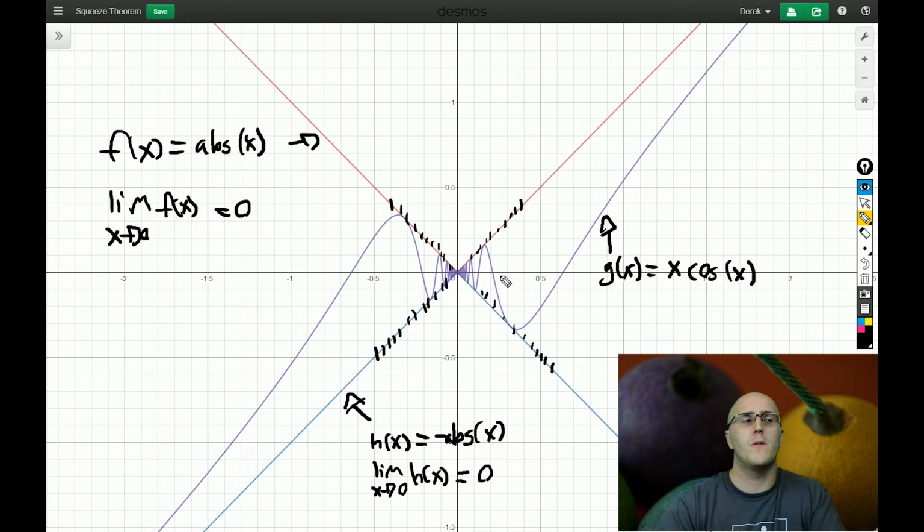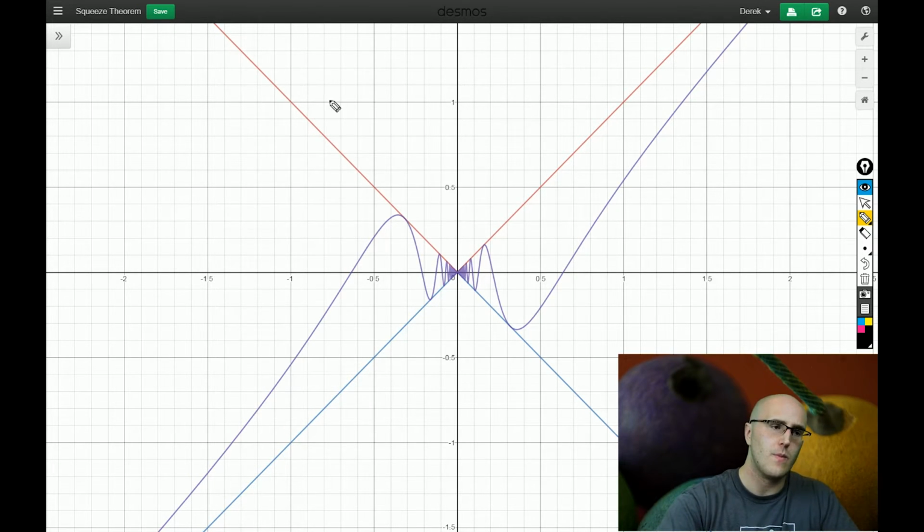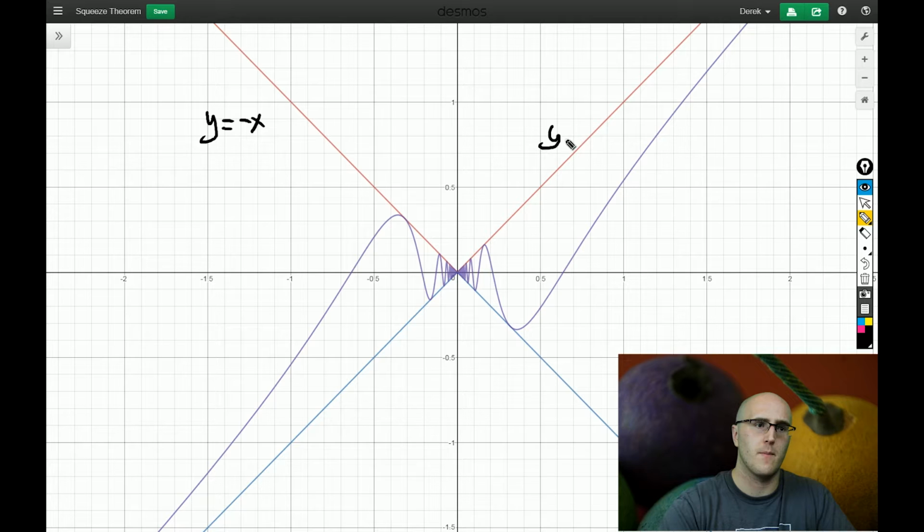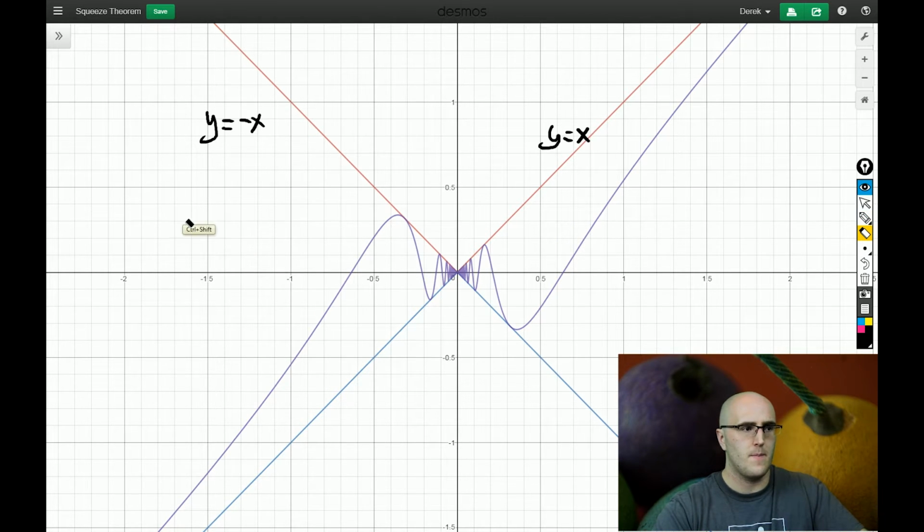So now we need to prove that f of x is always greater than or equal to g of x, which is always greater than or equal to h of x. So let's go through this. It should be fairly clear that the red line goes from y equals negative x to 0, and then it switches to y equals x over here. So its range on the left side is from 0 to x. So we have 0 here and x up here at any given point. Same thing on this side, we have 0 here and x up here at any given point.